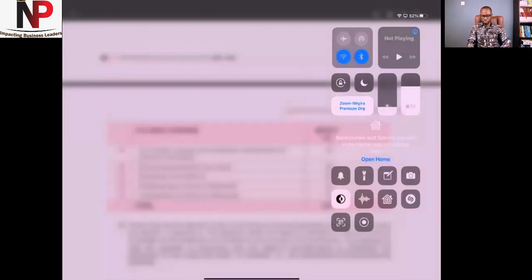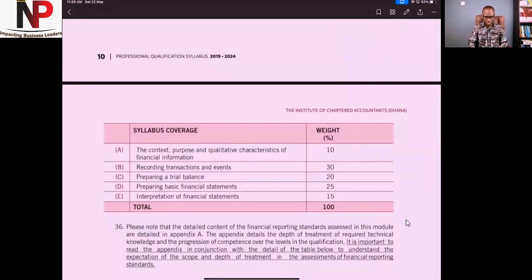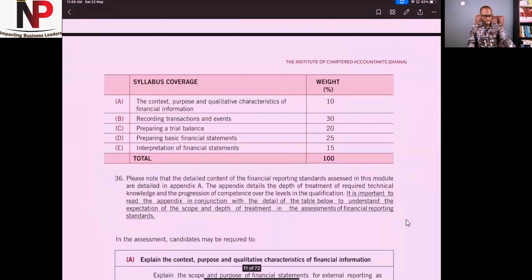Okay. Right, so this is my screen and it is up. Let's go through it. This is the syllabus for the ICAG, the current syllabus up to 2024, before any revision or modification is going to be coming in. But this is the syllabus and this is what we're going to be looking out for.